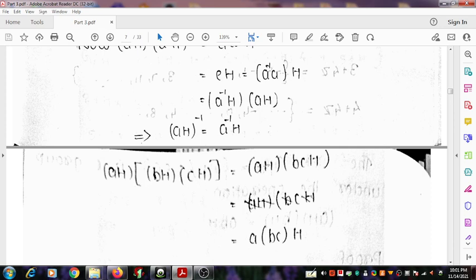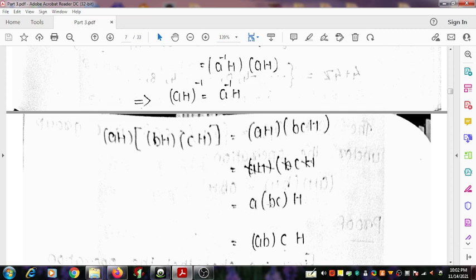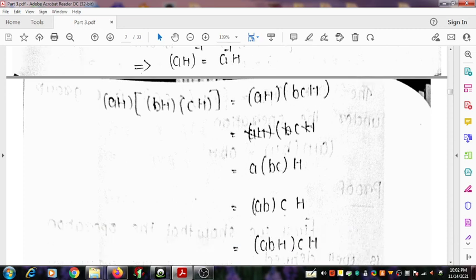In the bracket, these two elements combine according to the rule and give BC of H. That value is pre-multiplied by AH, and finally they combine and give A into BC of H, or ABC of H. But after bringing all three elements of the group G together, you can give some preference to the operations here. Then you can take BC.